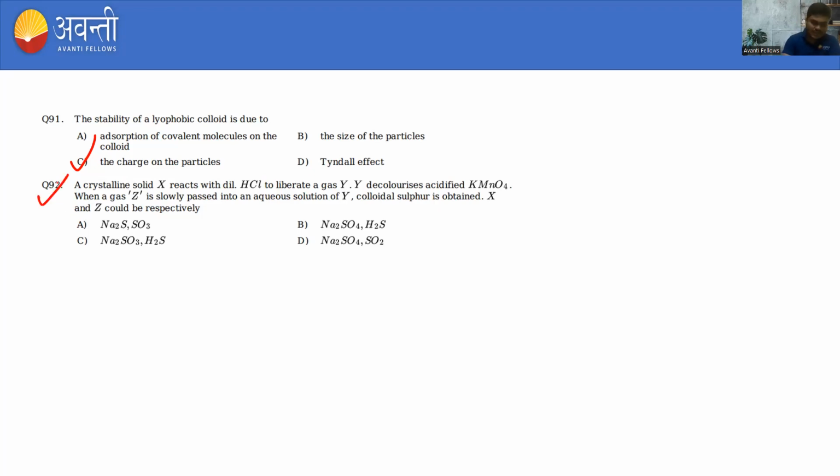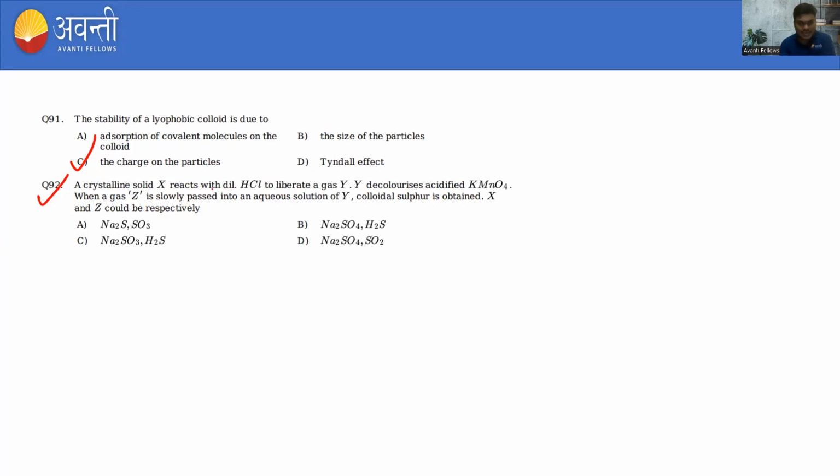Now move to question number 92. This question is also very important, and it's a good question. A crystalline solid X reacts with dilute HCl to liberate a gas Y. Y decolorizes acidified KMnO4. When the gas Z is slowly passed into an aqueous solution of Y, colloidal sulfur is obtained. So X and Z could be, respectively... you have to identify X and Z.